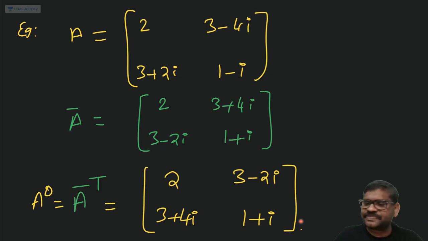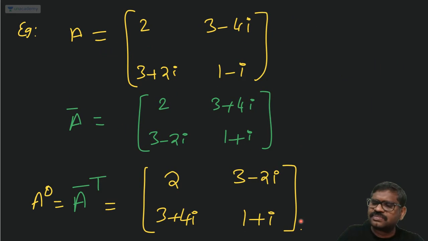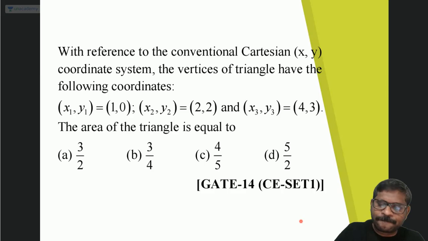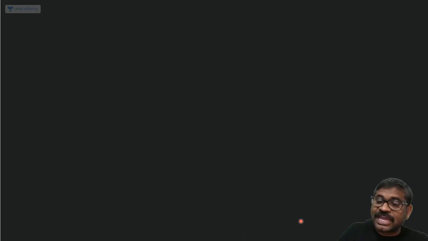Next, previous slide: transpose of conjugate, conjugate of transpose. Next, definition: Hermitian matrix.